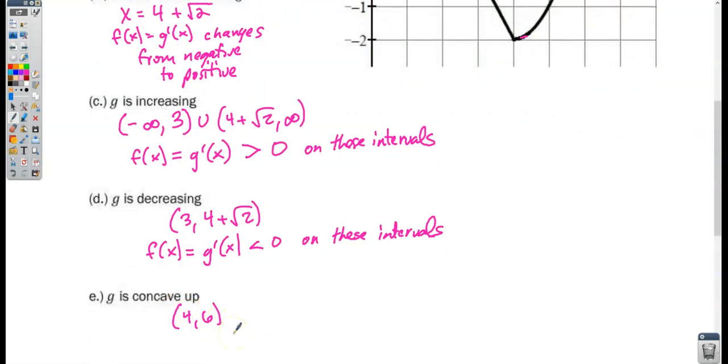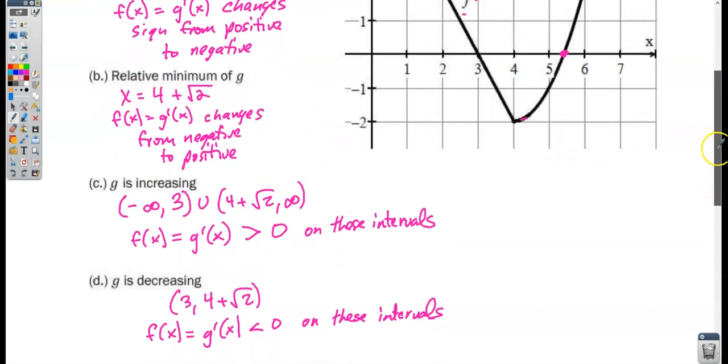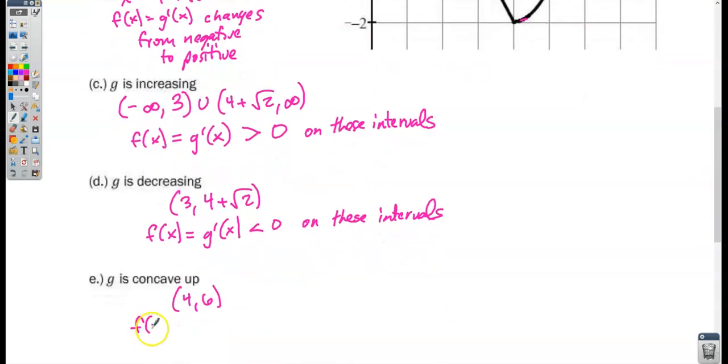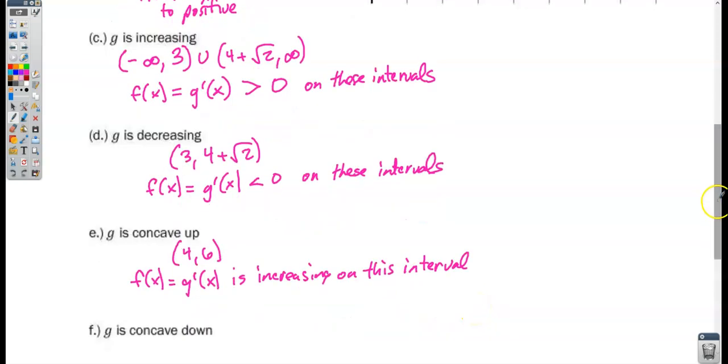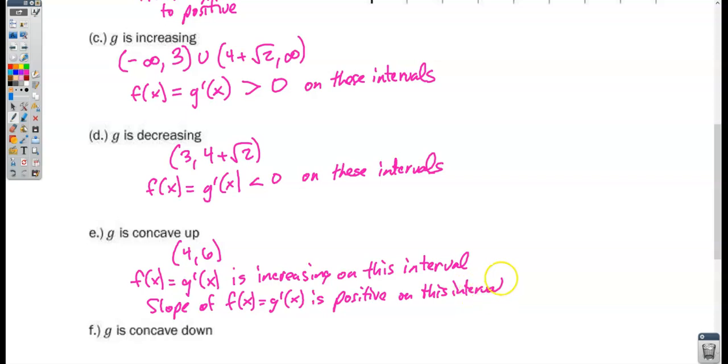Okay, and how am I going to explain this? Well, one way I can explain this is by saying f of x equals g prime of x is increasing on this interval. Or another way I could say it is the slope of f of x equals g prime of x is positive on this interval, which implies that g double prime is positive.